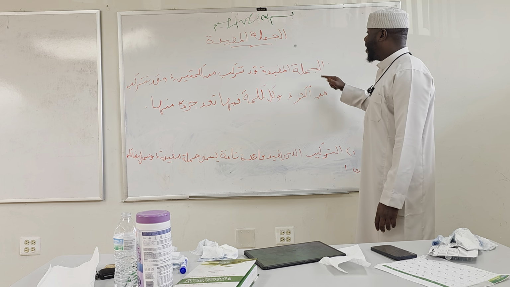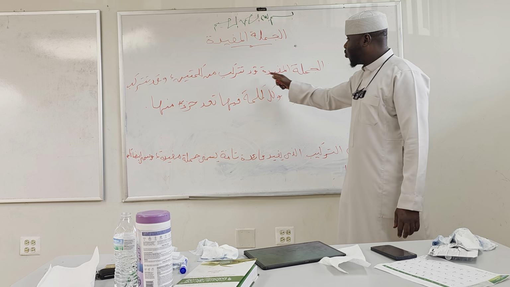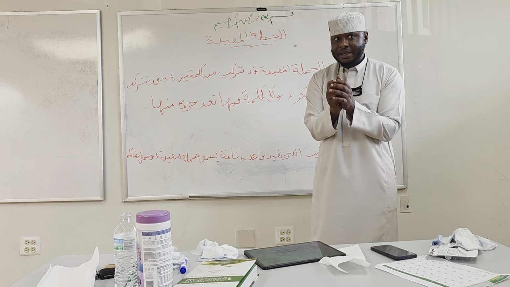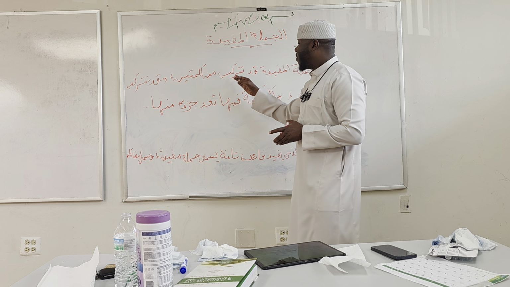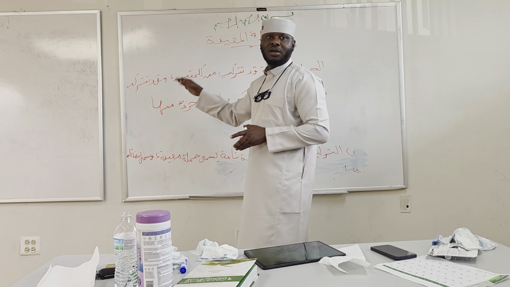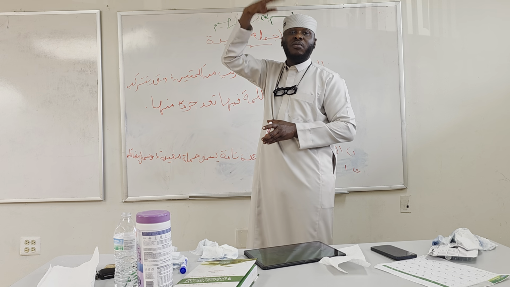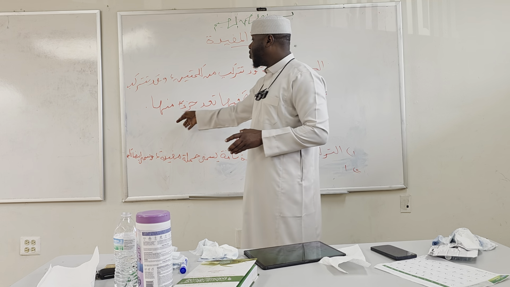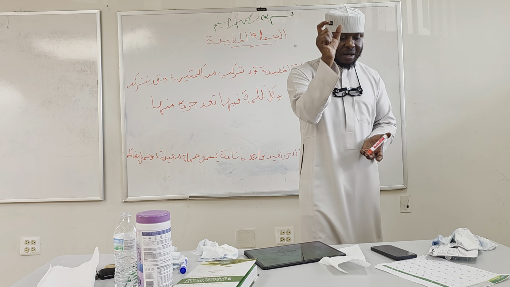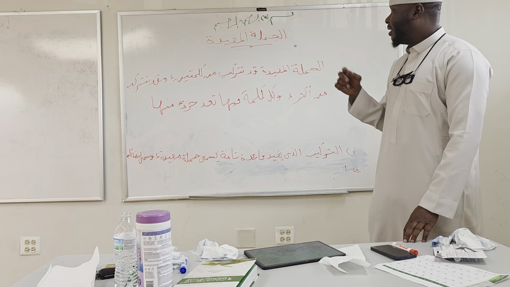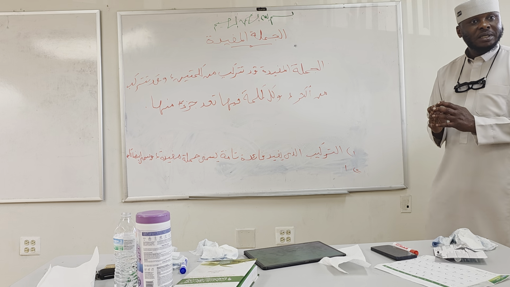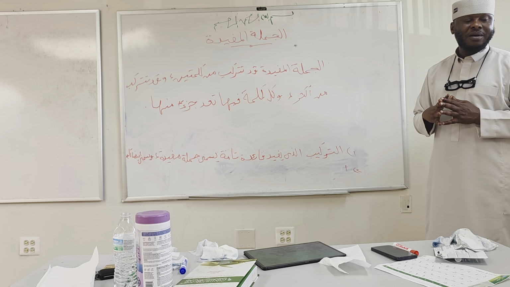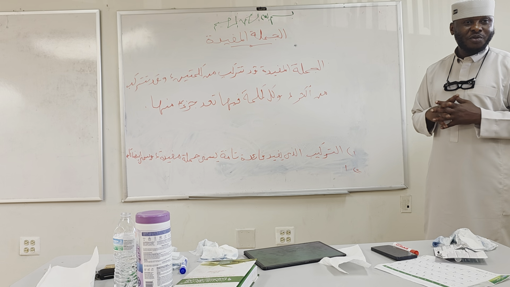And then the second qaida is that al-jumla al-mufida is composed of words. Now, for this statement to be complete, it has to be a combination of what? Kalimatain, two words or more. And each kalima, each word in it, is actually counted as part of the statement.